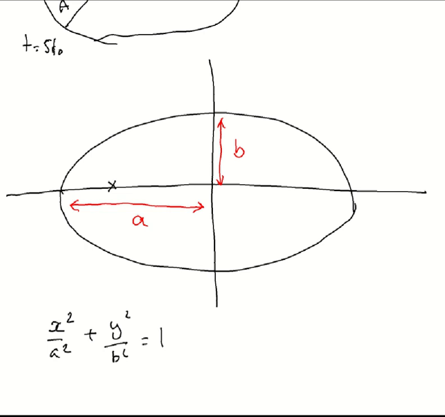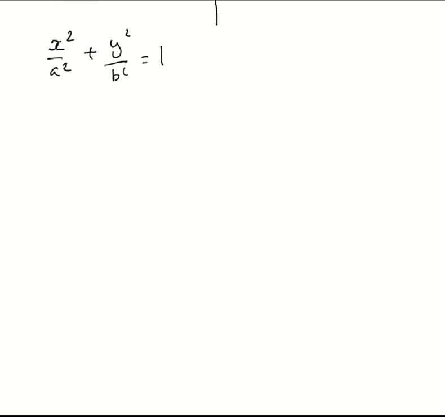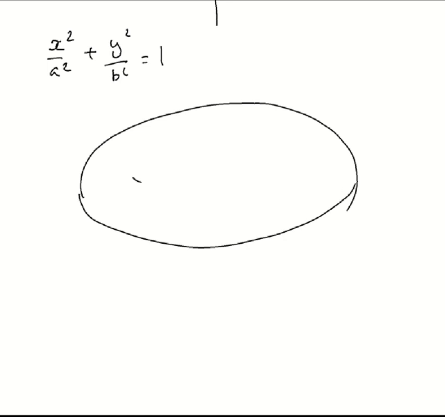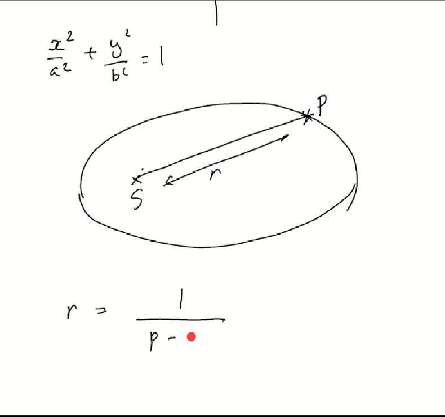Now, we've already seen that if I have my little planet and the sun's at the focus, there's my sun, there's my planet P, and this distance we'll call r. We saw from last time that r has the form 1 over p minus q cos theta. We're measuring theta this way. That's theta there.